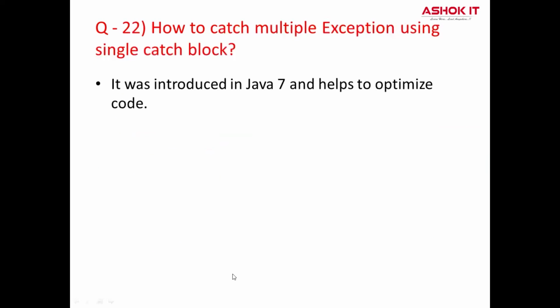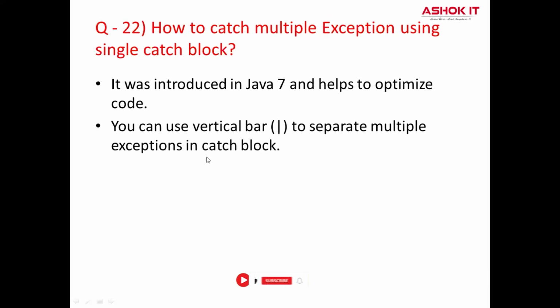Question number 22. How to catch multiple exceptions using a single catch block? Multiple exceptions in a catch block were introduced in Java 7 and help to optimize the code, right? In Java 7 and later, we can now catch more than one type of exception in a single catch block. Each exception type that can be handled by the catch block is separated by using the vertical bar, or you can say pipe. Catching multiple exceptions in a single catch block reduces code duplication and increases efficiency.